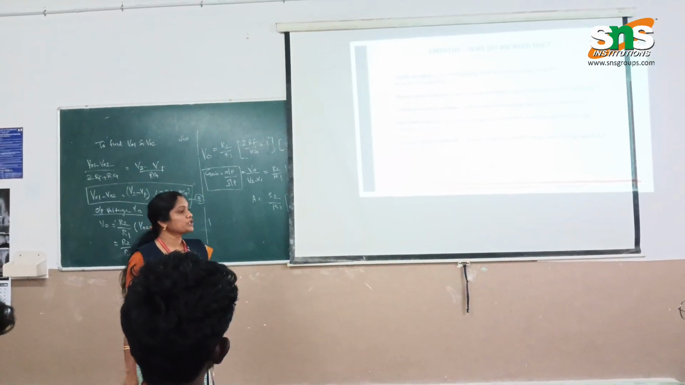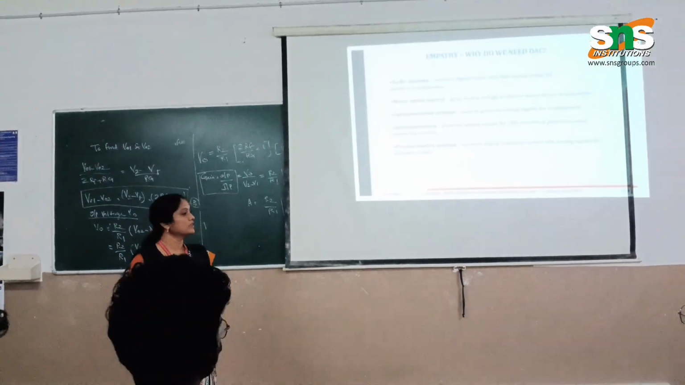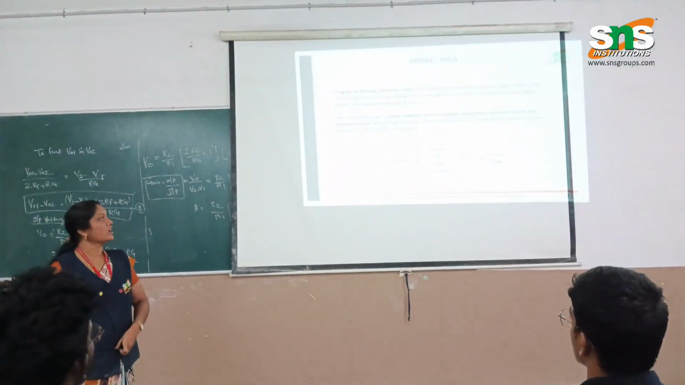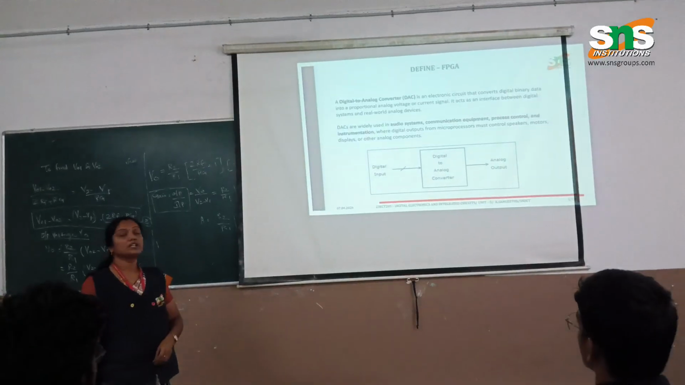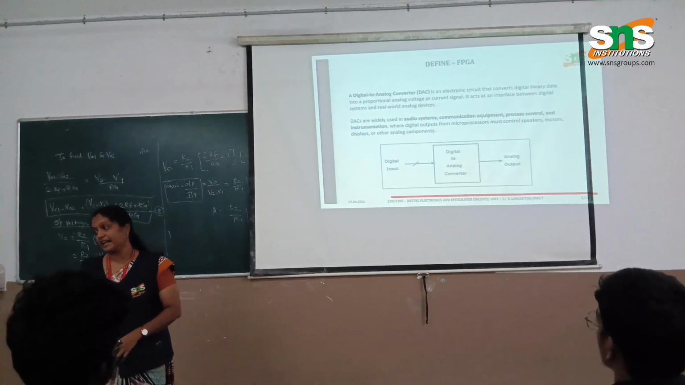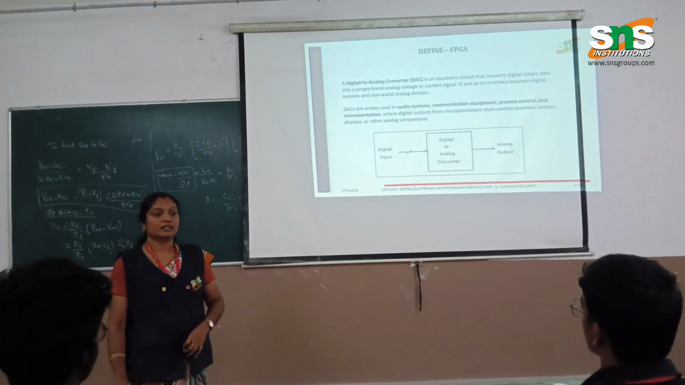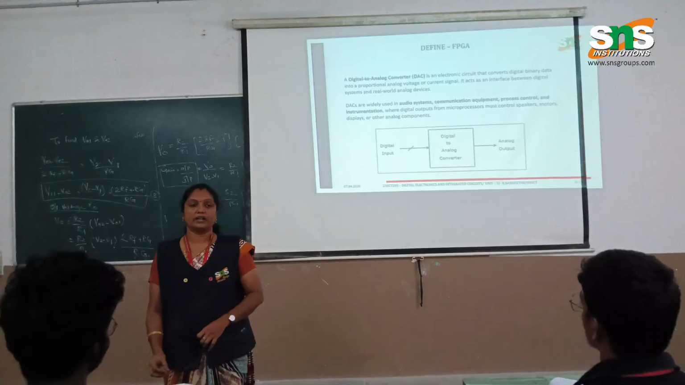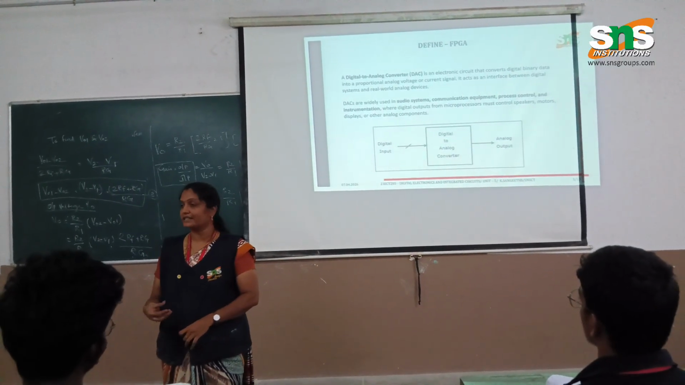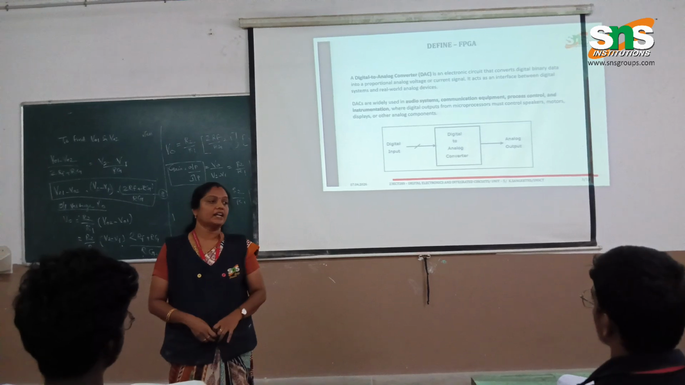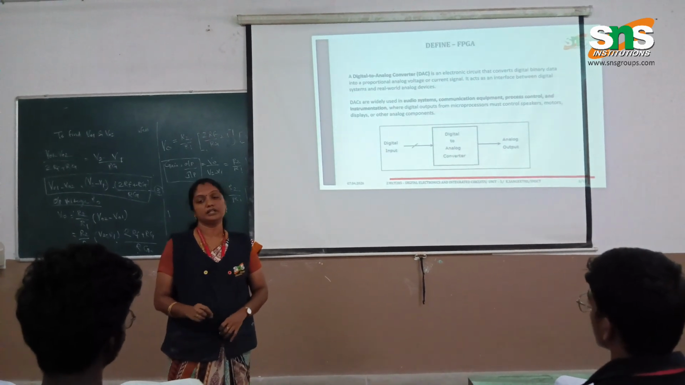So the next one is define. A digital to analog converter is an electronic circuit that converts binary data into an analog signal, that is voltage or current. So already we know that digital is a discrete value or binary values, that is zeros and ones, and analog is continuous in time.